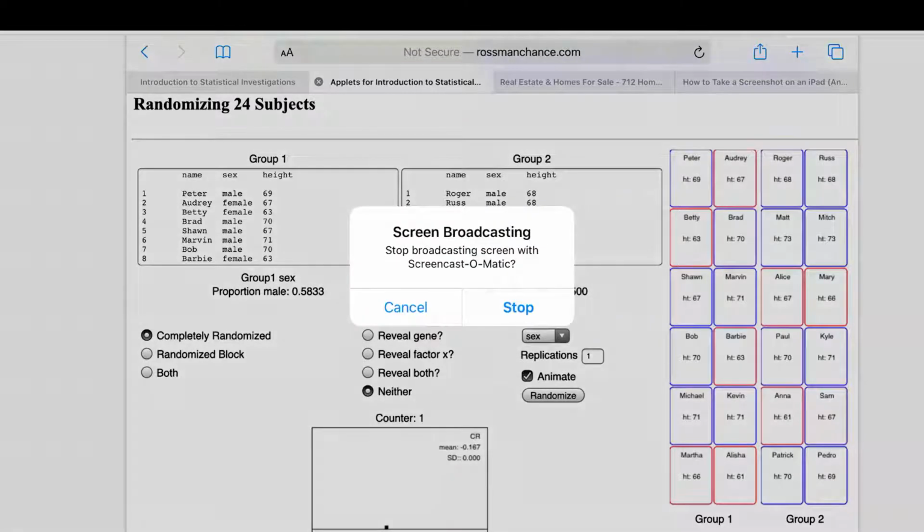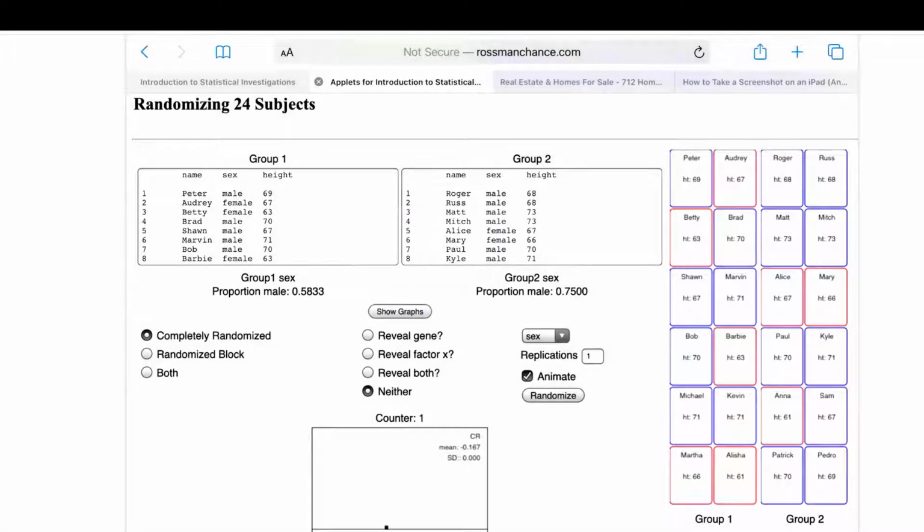So again, there are 24 cards. 16 of them are blue. They have the male's name and height. And there are 8 cards that are red for females, and they have the female's name and her height. The cards were shuffled up, and they were dealt into two groups of 12. Then what the computer did is showing you who's in group 1 here, and it's showing you the proportion of males. So there were 7 males in this group of 12, and that is 0.5833 as it says.